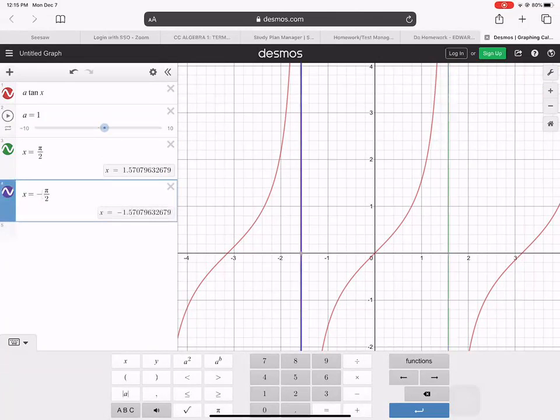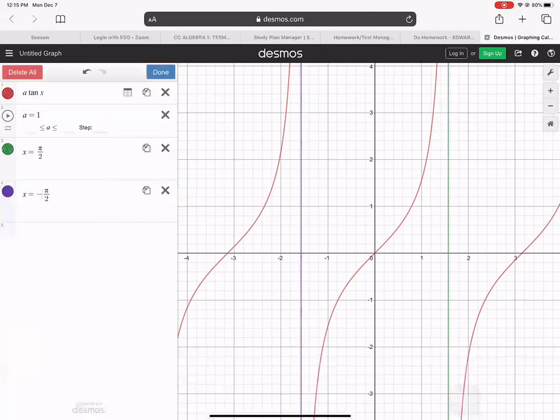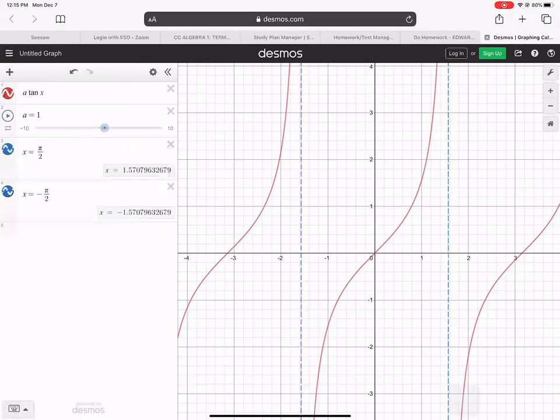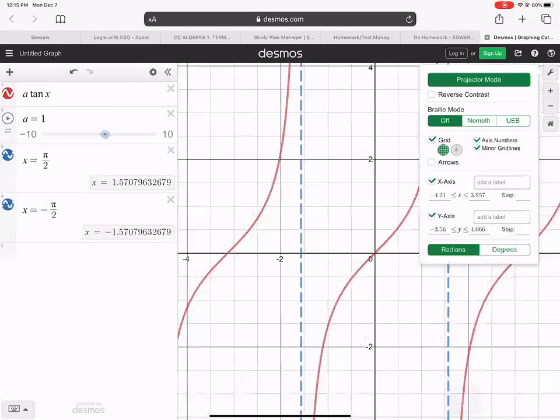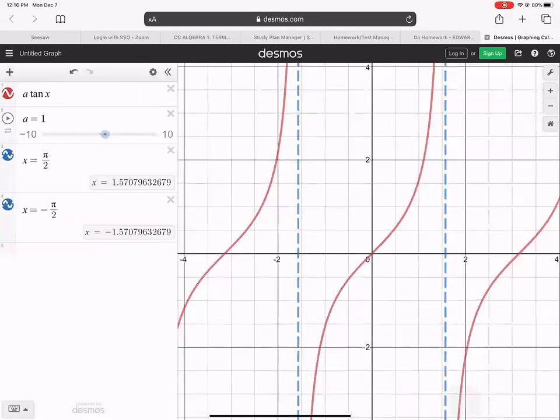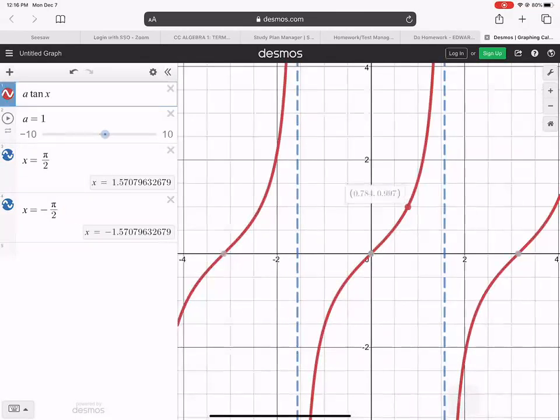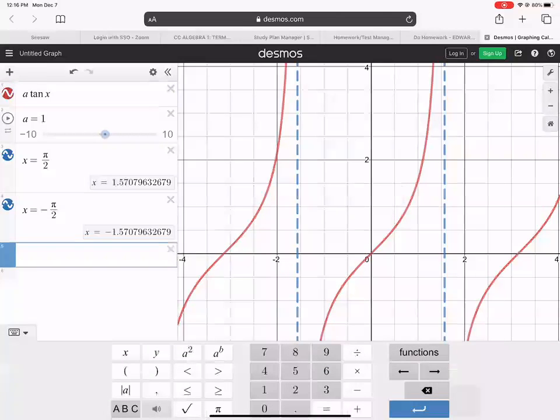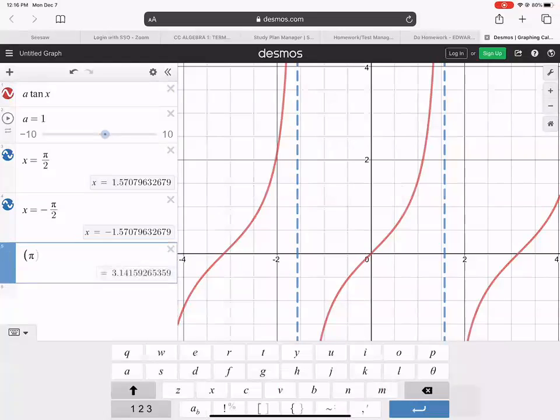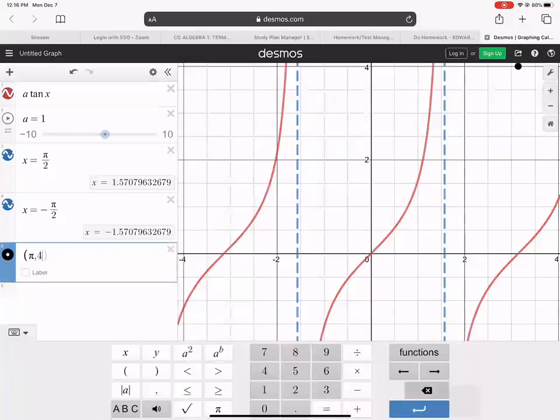Okay, I just want to make sure we have our borders here. These are asymptotes. And I want to also show you our quarter marks. This is our quarter mark here. If you look at our quarter marks, I'll write it. Our quarter marks is going to be pi over 4. That's our quarter mark.